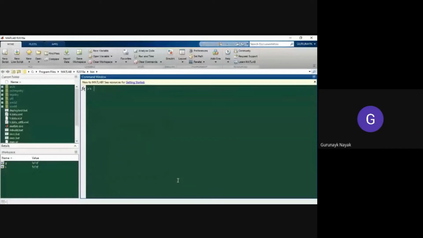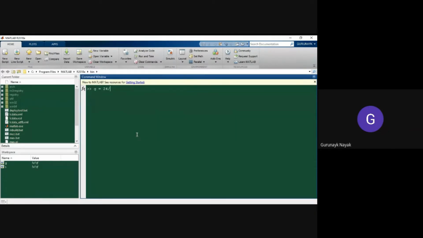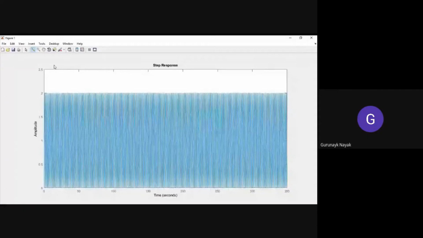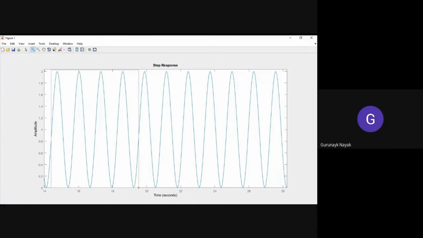In the second case, we had a different G. Can anyone tell me what the transfer function was for the second case? Let me take it from my notes. It was 24 divided by s square plus 24. Let us see how its response looks. It's very difficult to visualize, but let me zoom this. In the second scenario, where zeta was equal to 0, this is how the response looks. If you zoom this, it is nothing but an oscillatory behavior.